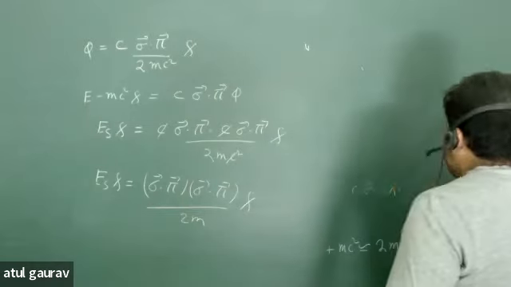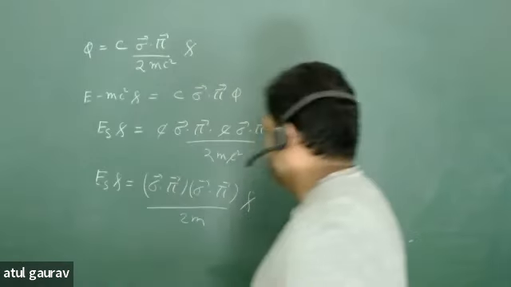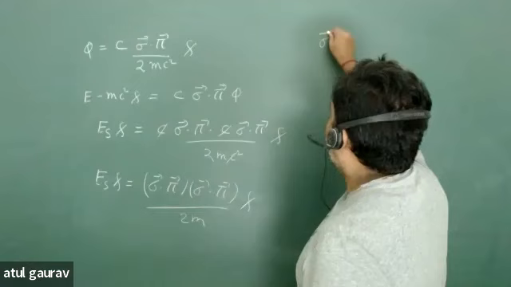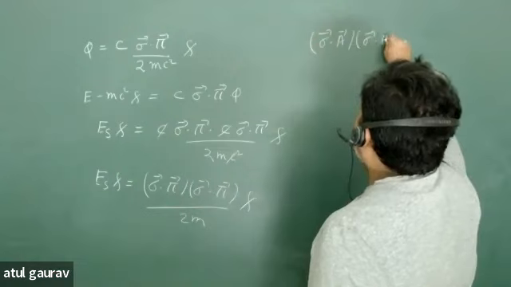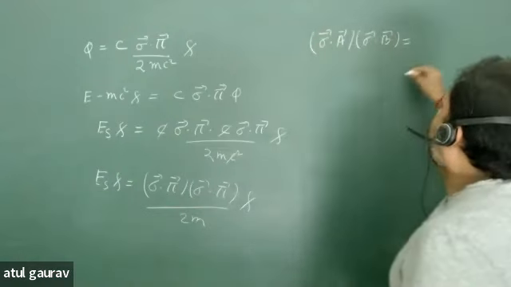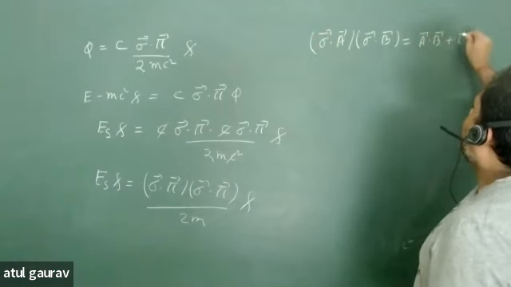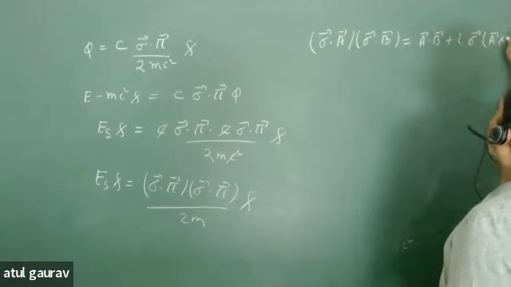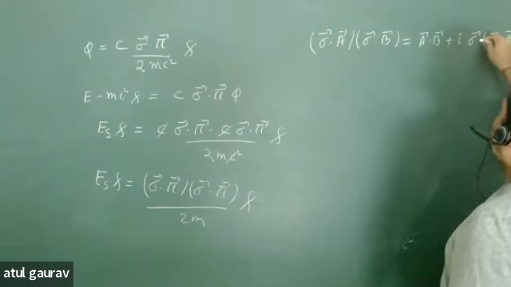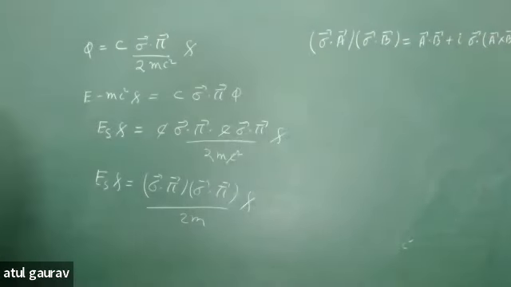And here we have the basic property of Pauli spin matrices. What is the property of Pauli spin matrices? That if you have σ·A into σ·B, then you have A·B plus iσ·(A×B). I think I am correct here. Right? Yes, this is your correct expression.